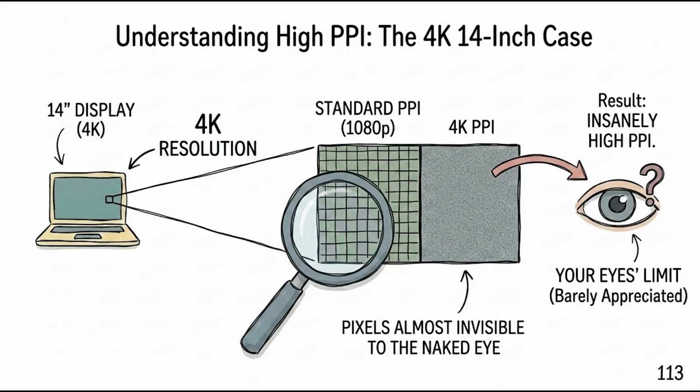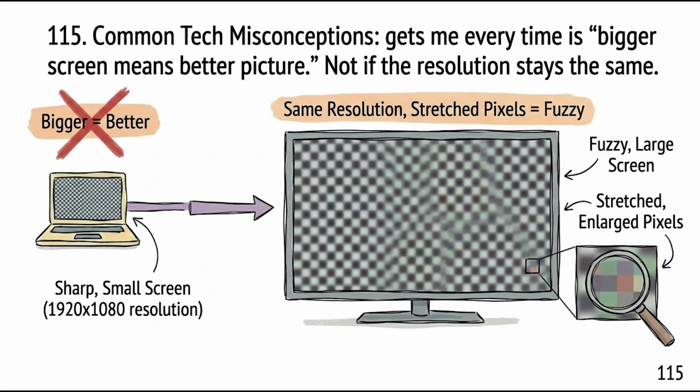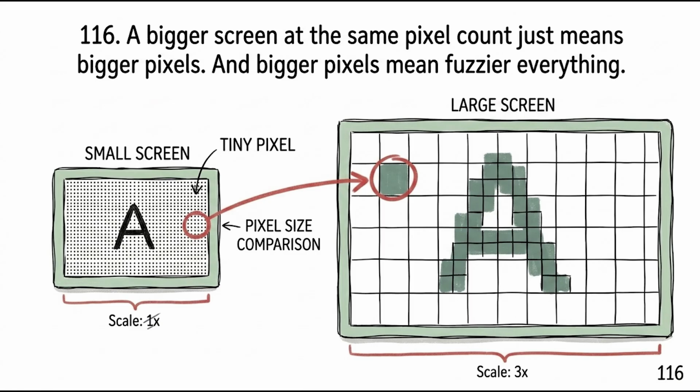A 4K laptop at 14 inches has insanely high PPI that your eyes can barely appreciate. A 4K TV at 65 inches has just enough PPI for normal viewing distance. The myth that gets me every time is bigger screen means better picture. Not if the resolution stays the same. A bigger screen at the same pixel count just means bigger pixels, and bigger pixels mean fuzzier everything.